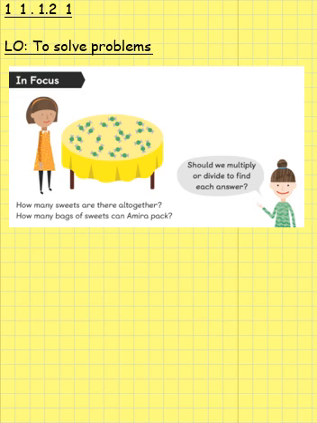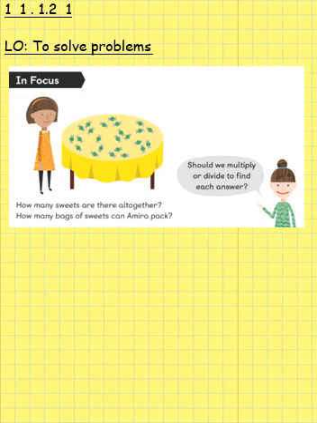Before we move on to the in-focus task, just to explain what we're going to be looking at in this lesson, we're going to be thinking about breaking down the steps that you need for a word problem in order to be able to solve it. So we're going to be looking at what the word problem is asking us, thinking about what steps we need to take, and then working out how we're going to answer that and what methods we're going to use to be able to answer that question.